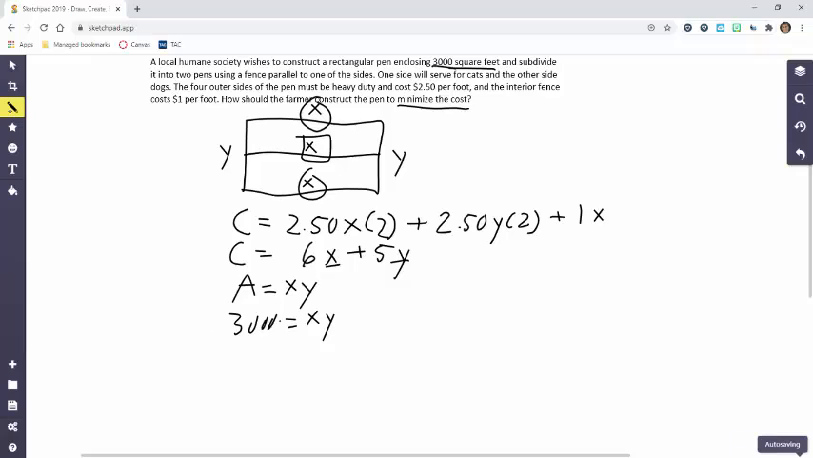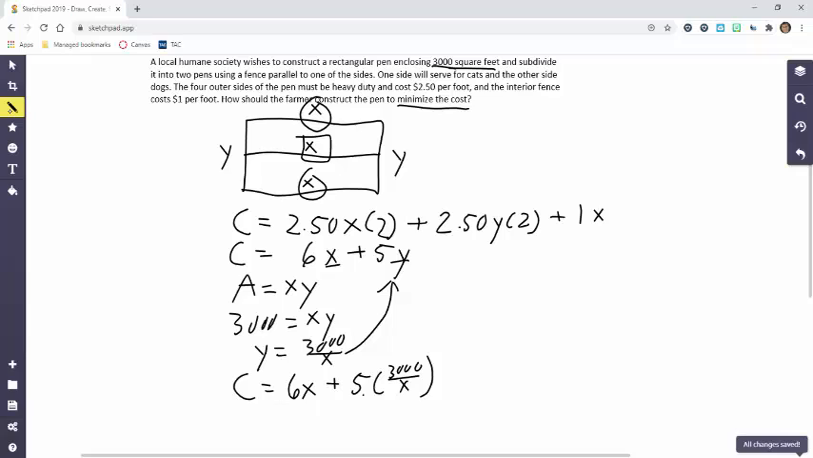Now I'm going to go ahead and solve this for Y so I can get X. Again, there's no reason that I'm picking Y in particular other than I just picked a variable. Now I can go ahead and take this and plug it into my cost equation to uncouple it. Now I'm only dealing with one variable. So the cost is going to be 6X plus 5 times 3,000 divided by X. And so to simplify this down a little more, the cost is 6X plus 15,000 divided by X.